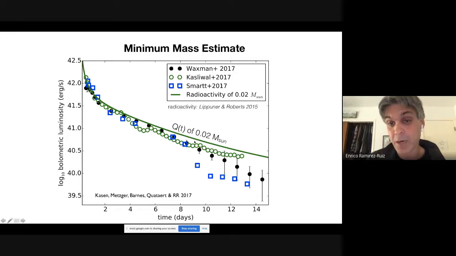The minimum amount of mass that you need to produce is about 0.02 solar masses. And then at late times, it becomes complicated because of the efficiency of thermalization and the fact that the particles are actually leaving without depositing energy. But there's a lot of work now trying to really understand this late emission.